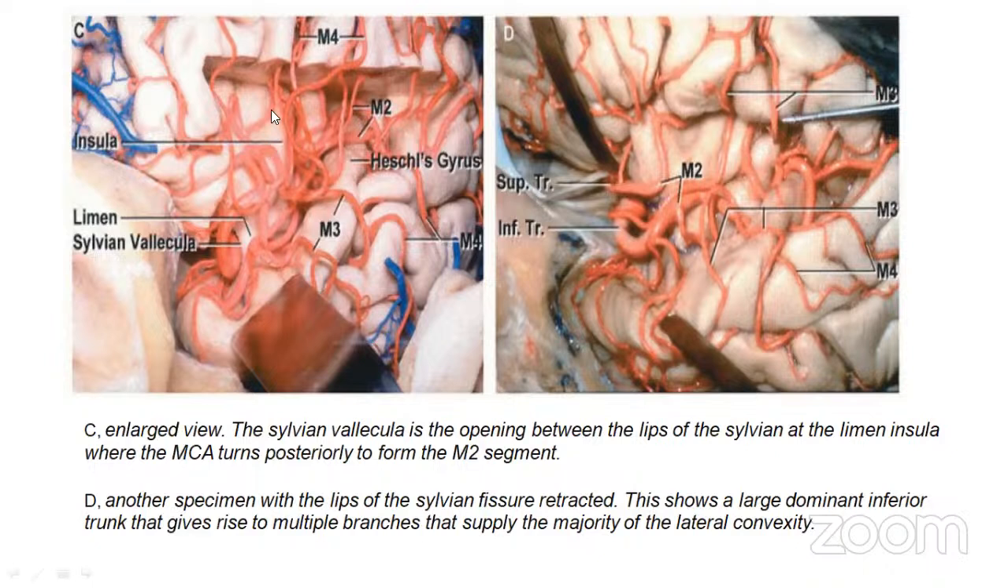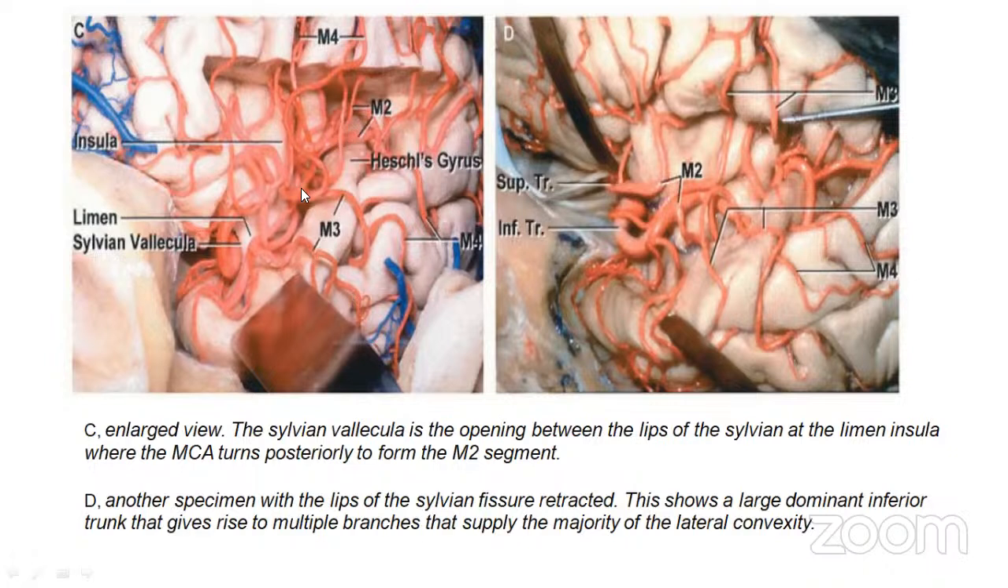Here you could see that this is the insula. M1 would be coming somewhat here, and then it is dividing into your M2 segments with two trunks, the superior and the inferior trunk. And this is the level of the turn. So this is called the genu, where the M1 turns posteriorly and divides into two branches.